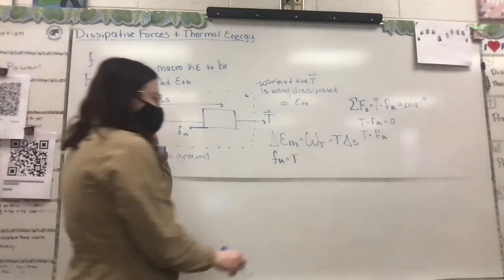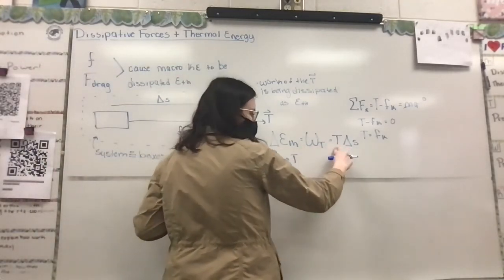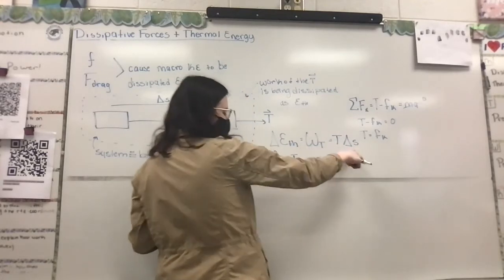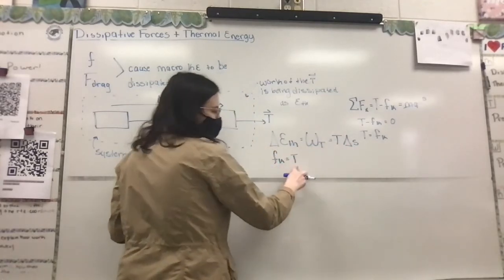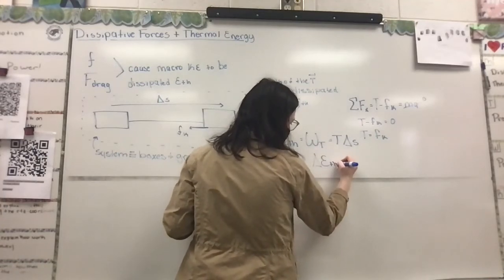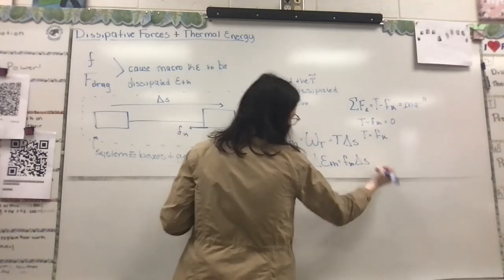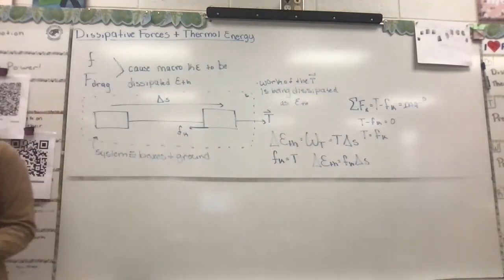And one last thing, you guys. If the change in thermal energy is equal to the work done by the tension, which is equal to the tension times our change in displacement, and our kinetic friction is equal to tension, whew, that's a mouthful. It means that our thermal energy is equal to friction times displacement. Mind blown, right?